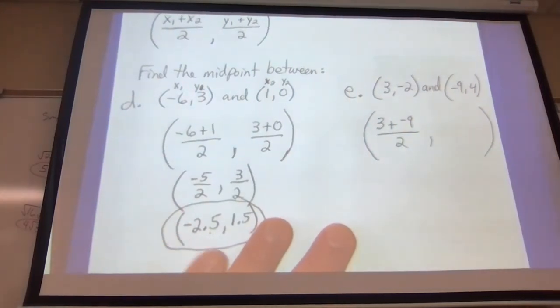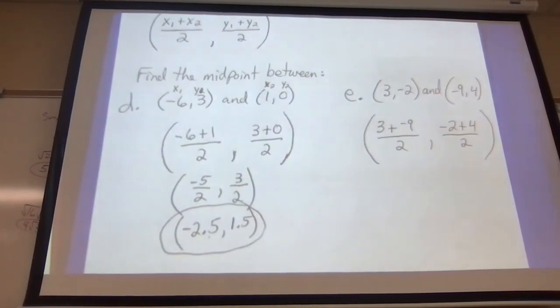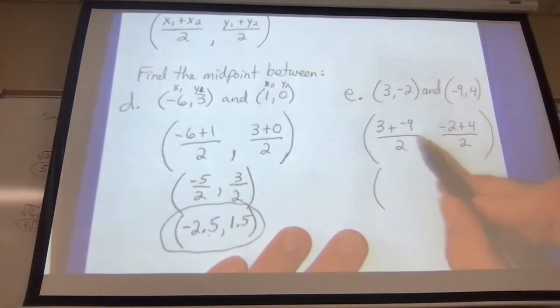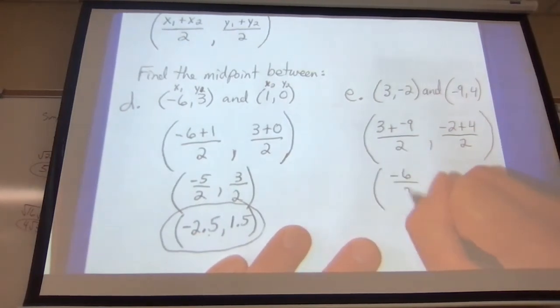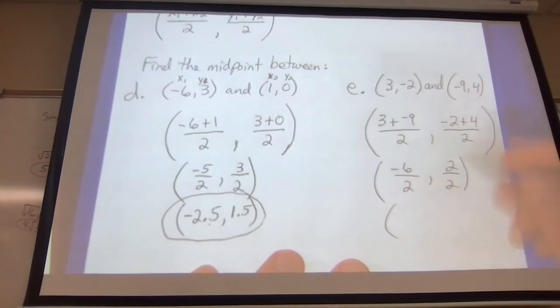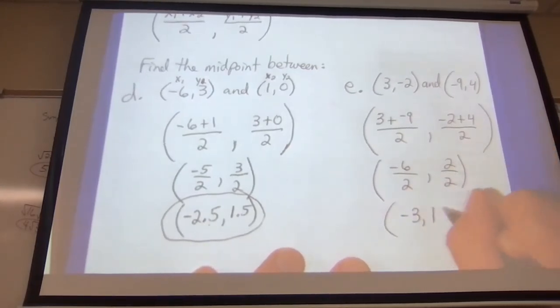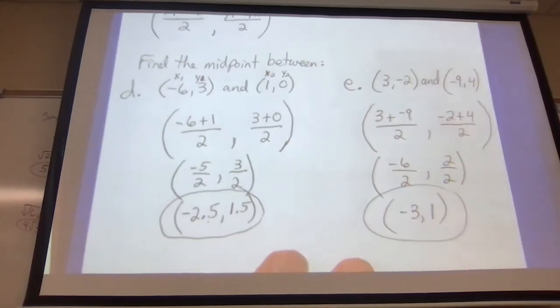Add them up, divide by 2. Then we're going to do the same thing with the y coordinates. -2 and 4, add those together. Divide by 2. And you simplify. 3 plus -9 is -6. -2 plus 4 is 2. -6 divided by 2 is -3, and 2 divided by 2 is 1. This time you get whole numbers for your answer. Sometimes you'll get fractions, sometimes you'll get whole numbers.